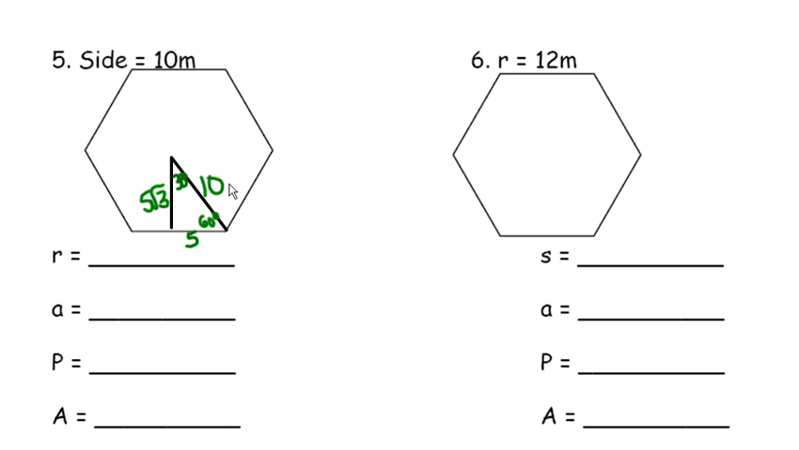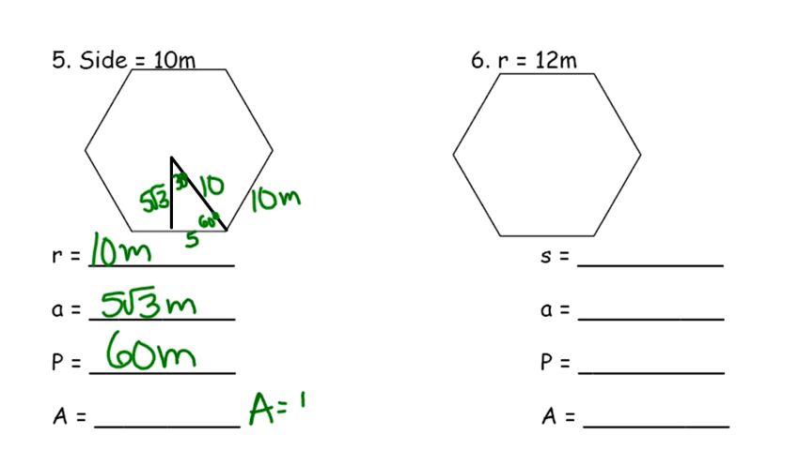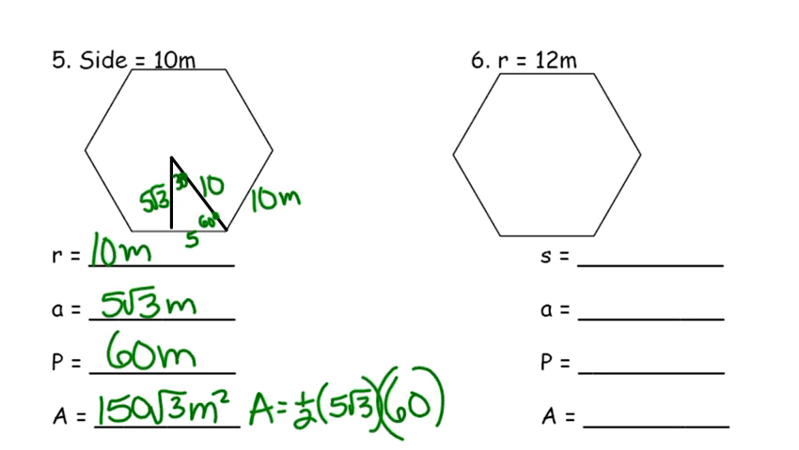The interesting thing about a hexagon is that the side length and the radius are always the same. It's just a side note. So my radius is 10 meters. My apothem is 5 radical 3 meters. My perimeter, there are 6 sides, so that gives me 60 meters, which means my area is 1/2 of 5 radical 3 times 60. 1/2 of 60 is 30. 30 times 5 is 150, and then we tack on the radical 3. So 150 radical 3 meters squared is the answer for my area.